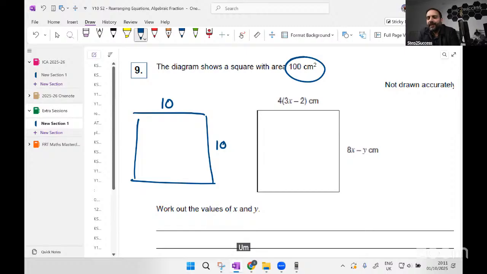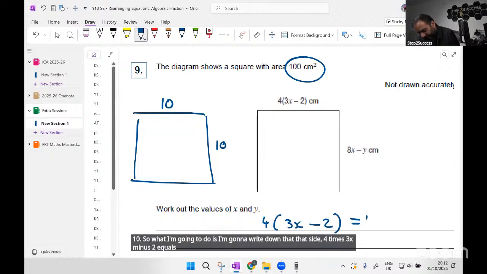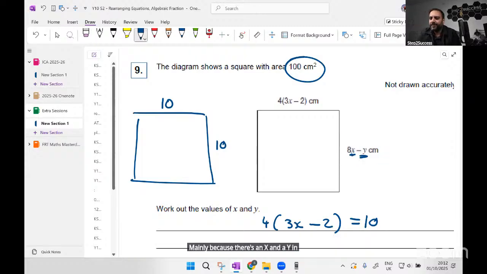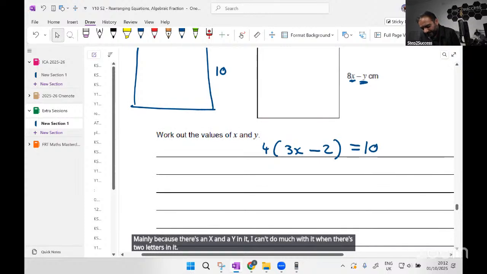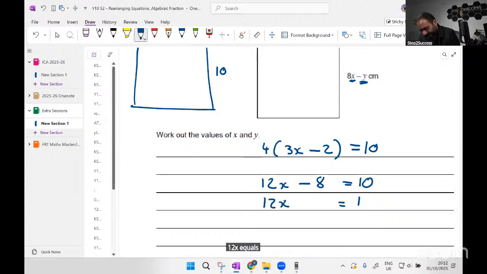And so this here is 10. So what I'm going to do is write down that side, 4 times 3x minus 2 equals 10. I'm going to ignore this one, mainly because there's an x and a y in it. I can't do much with it when there's 2 letters in it. Expand the brackets, you get 12x minus 8 equals 10. 12x equals 10 add 8, which is 18.